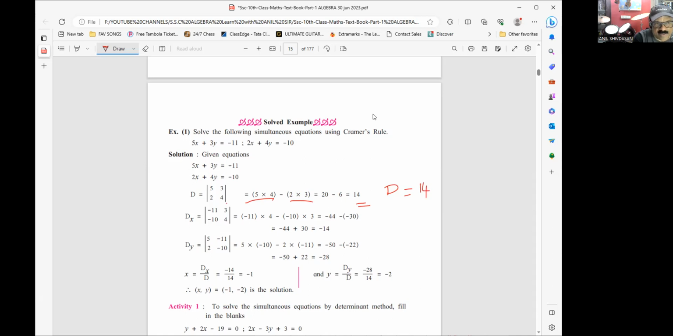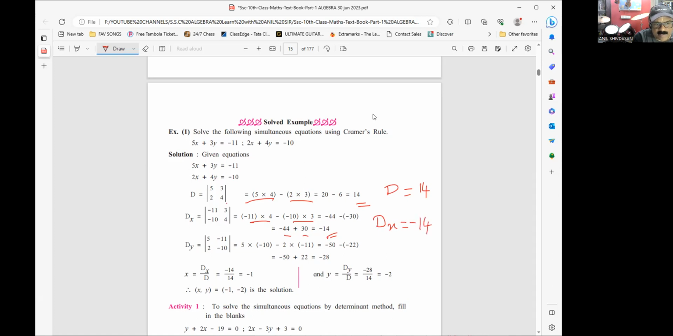Then Dx. In Dx what you do? Minus 11, 3, minus 10, 4. And then multiply minus 11 into 4 minus 10 into 3. So minus 11 into 4 is minus 44. Then minus minus becomes plus, so this becomes plus 30. So minus 44 plus 30 equal to minus 14. What is this? Dx. Dx is equal to minus 14.